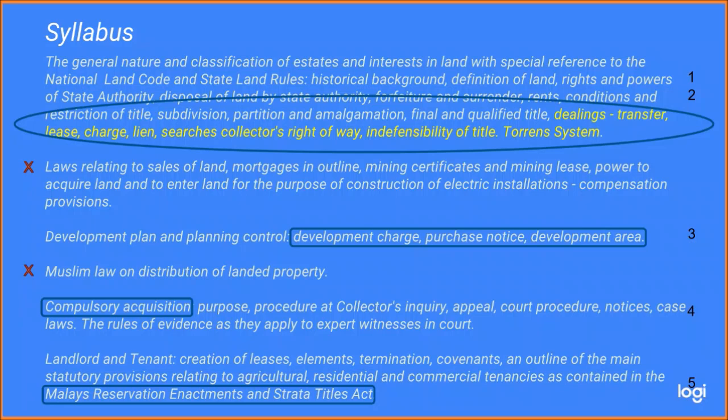So transfer, lease, charge, lien, such as indefeasibility of title, Torrens system, all these basic things about the National Land Code that the agent needs to know. Then the other one is I mentioned about the development charge, purchase notice, development area. This one is always one question, and then you have compulsory acquisition or area of land to be acquired for a purpose.